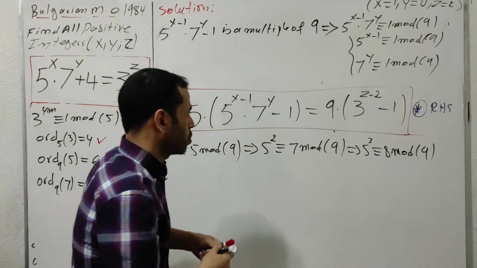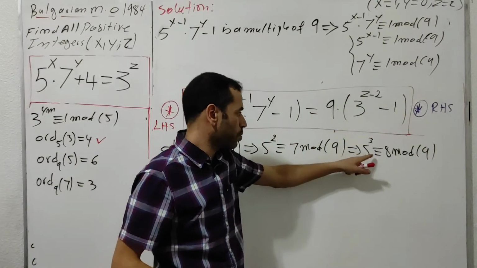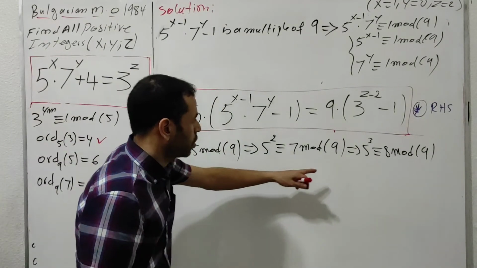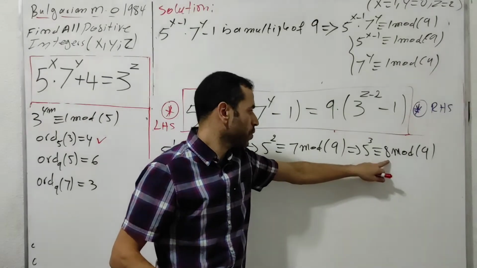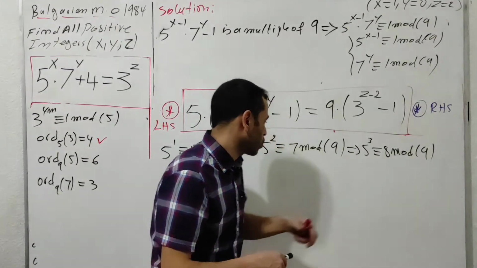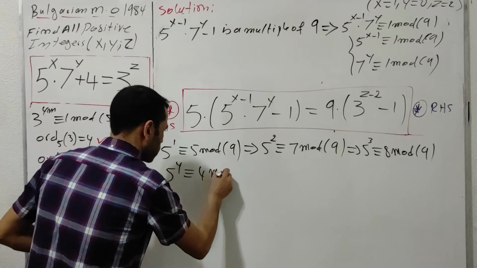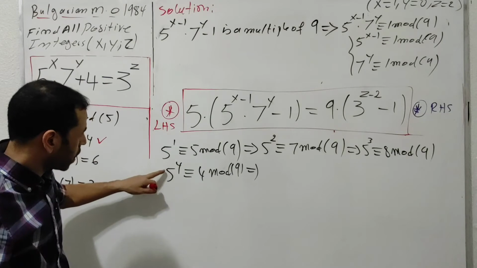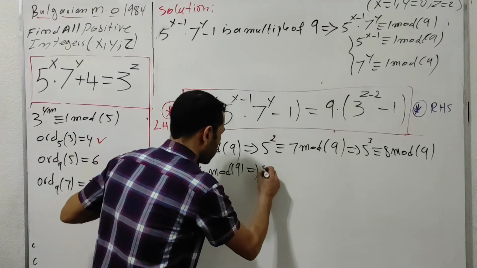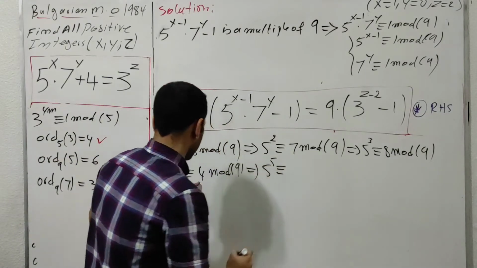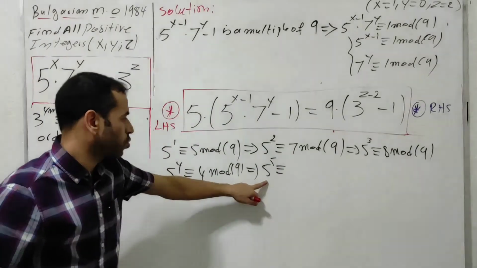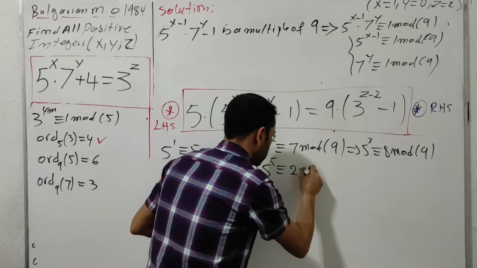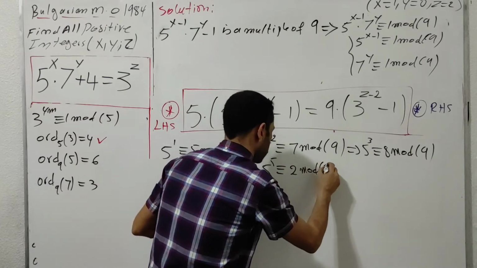Okay, so again I'm going to multiply this one by 5. I will get 5 to the 4th is congruent to 5 multiplied by 8, which is 40. 36 is a multiple of 9, so I get 4 mod 9. Okay, I'm going to multiply again by 5. I will get 5 to the 5 is congruent to 4 multiplied by 5, which is 20. I know 18 is a multiple of 9. That means I get 2 mod 9.